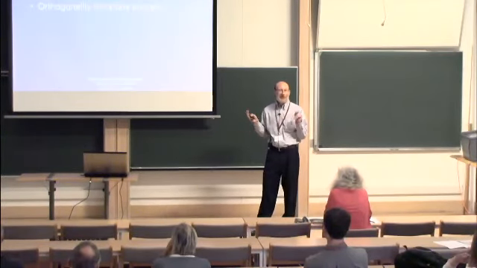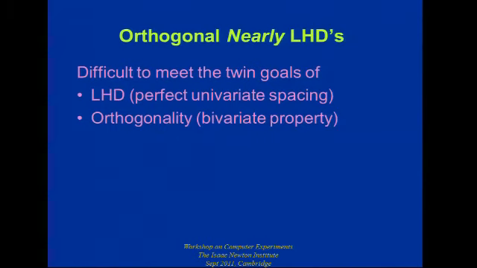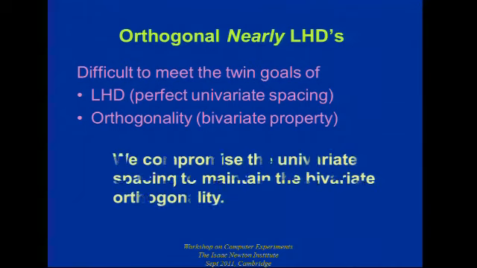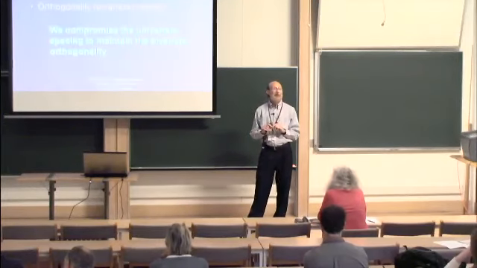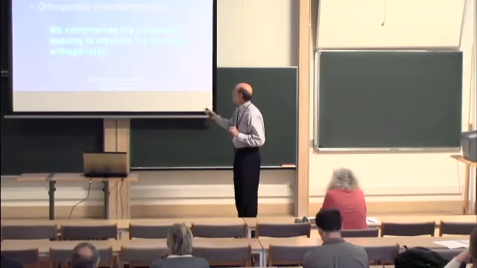Now, those of you who were here for Beauchin's talk, I hope came away with the impression that it's not easy to do that. So if you want to have a Latin hypercube design and have perfect orthogonality, not a trivial task. And so what we're going to do is compromise slightly the Latin hypercube property. And that's why these are nearly Latin hypercube designs. What essentially defines the Latin hypercube? The fact that it has these absolutely perfectly spaced univariate projections. Well, we're going to give that up. Not by much, but we're going to give that up. And we're going to do that in order to maintain the bivariate orthogonality.